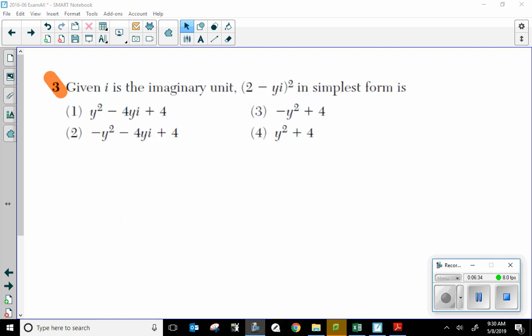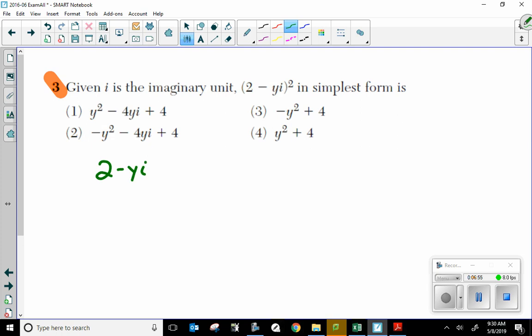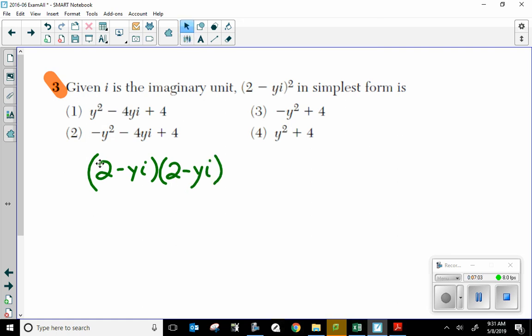Number 3. Given i is an imaginary unit, 2 minus yi squared in simplest form is. I am just going to FOIL this out. It tests you on your knowledge of imaginary numbers when you multiply them together, as well as just practicing FOILing. So 2 minus yi squared is like saying 2 minus yi times 2 minus yi. So I am just literally going to FOIL this.